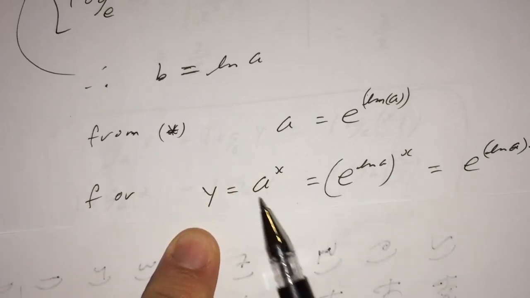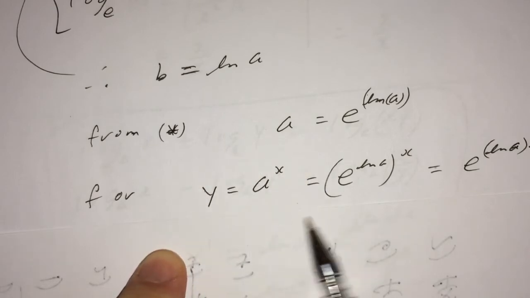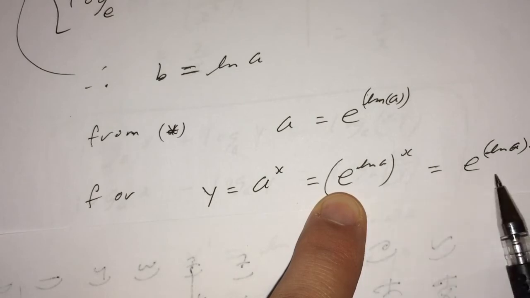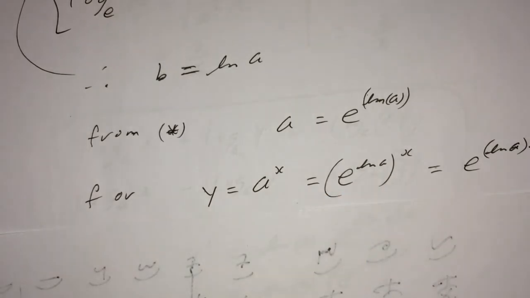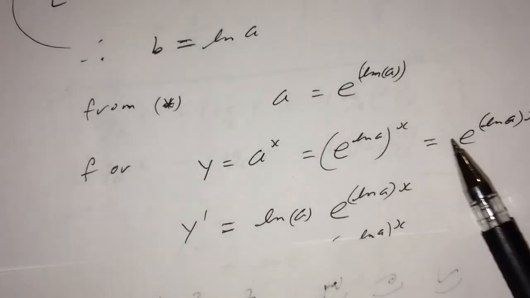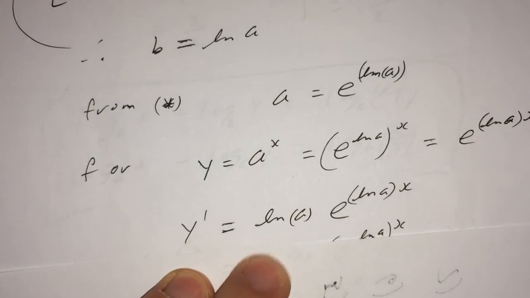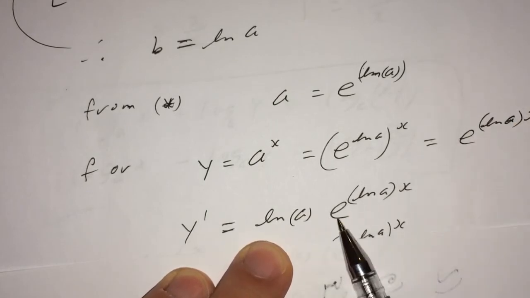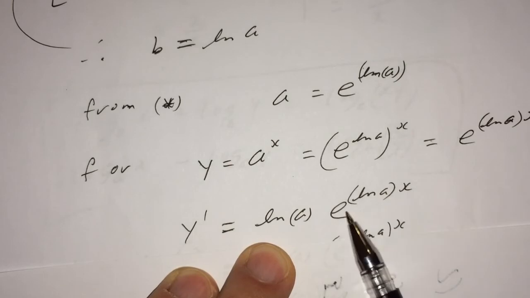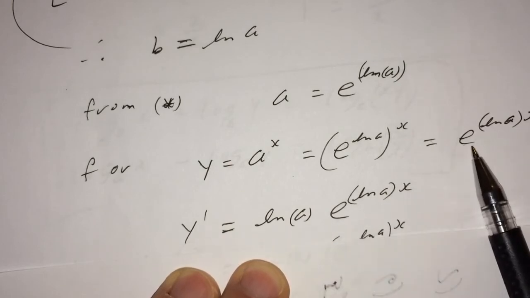So now I have a function a to the x written in terms of base e. And these exponents here, we multiply them together. Okay, so now I can take the derivative without using first principles. The derivative is, take the derivative of the exponent, which is ln a, okay, because ln of a is a constant, times e to the ln a times x. Okay, so rewrite this function. So this is our derivative rule for e to the x.